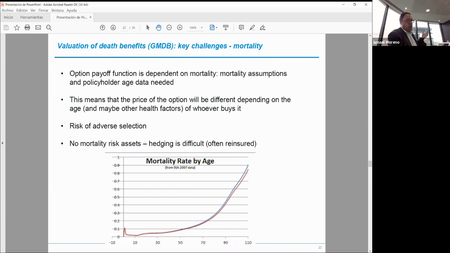And obviously there are no assets out there that we can go and buy to hedge the mortality. So we need to engineer the mortality hedge ourselves using our own internal model for mortality and our own mortality rates. It's not that difficult at the end of the day. It's basically multiplying the Greeks times a mortality rate.